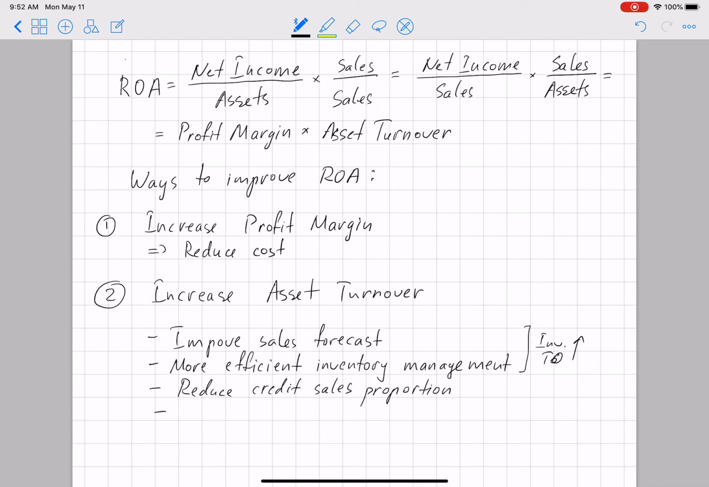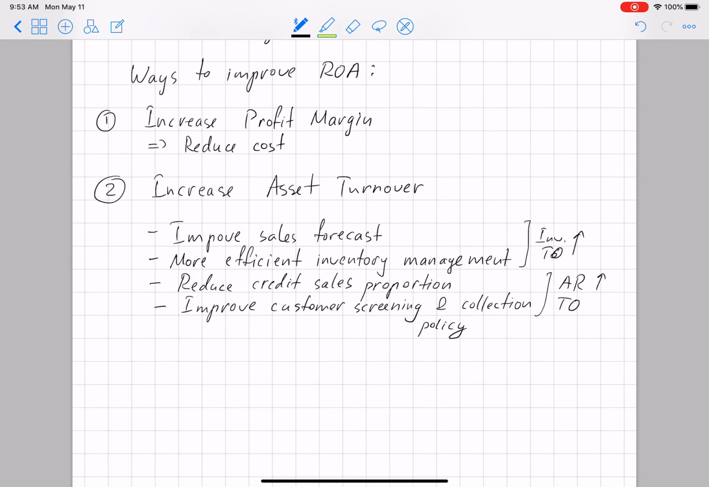Also, you improve customer screening and collection policy. Okay. And collection policy. So that would result in accounts receivable, I'm going to call it AR, turnover. Okay. And finally, of course, last but not the least, you have your fixed asset turnover.